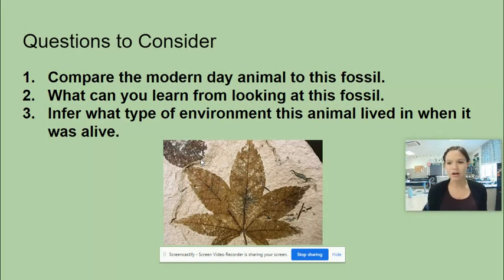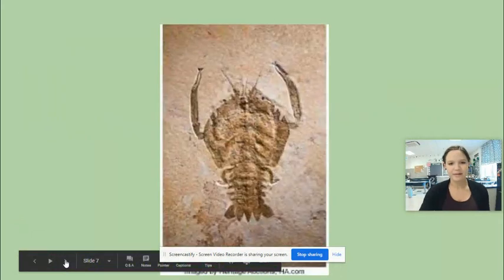So paleontologists are always coming up with theories about what Earth looked like millions of years ago, what animals looked like millions of years ago, because paleontologists weren't there. They have to study these remains, these fossils, to figure that out. All right, let's look at another one.